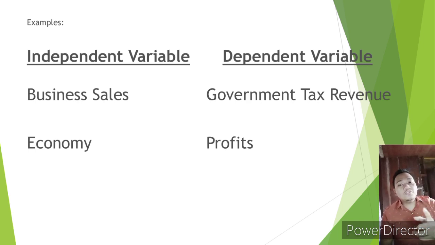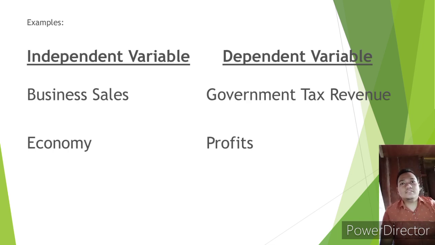The second example is economy and profits. When the economy is growing, the employees earn more money because of the economic growth, and they spend more. The effect of that is that the profits of the businesses will also increase. So that's the relationship of those two.